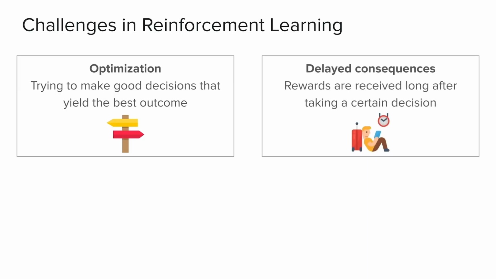The second challenge is the one of delayed consequences. Whenever you take actions, the rewards that you receive from that action might be received long after you've actually taken that action. So, you take an action now, you go to bed, but only 8 hours later you feel refreshed. One of the most challenging issues with these delayed consequences is the so-called credit assignment problem.